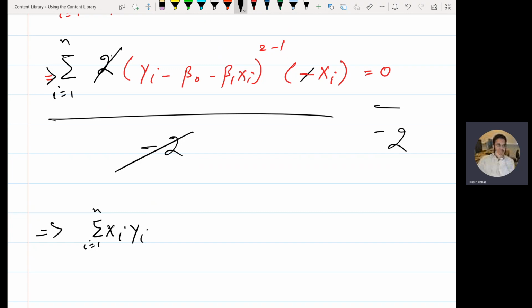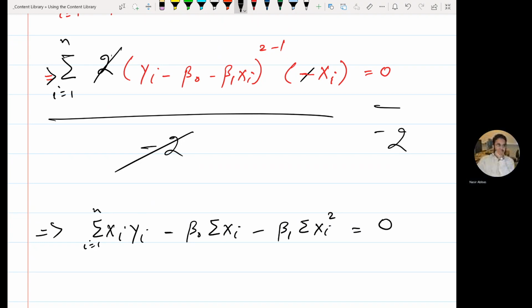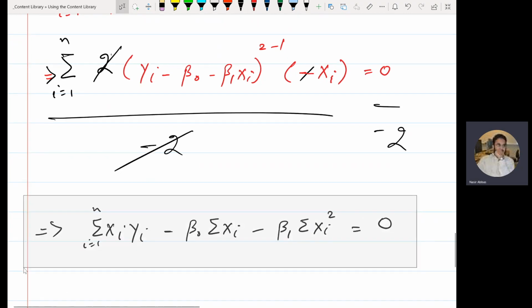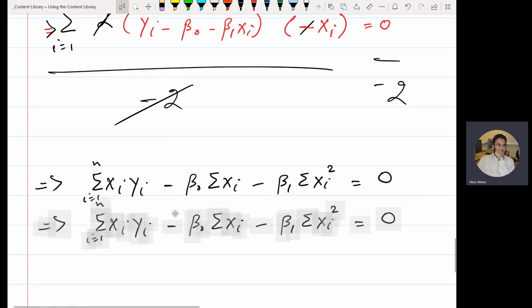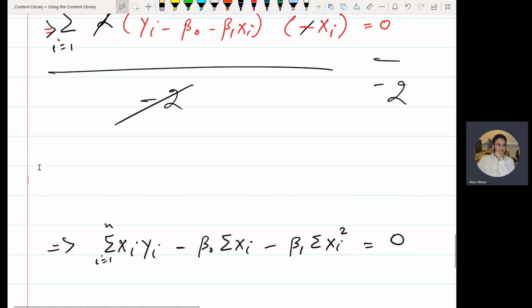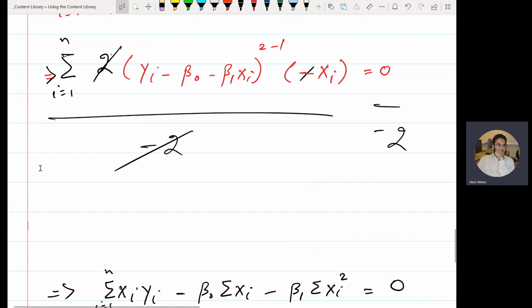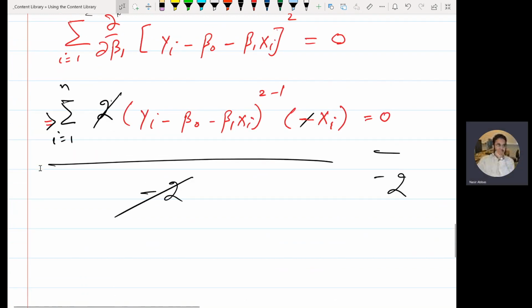Summation of xi times yi minus beta naught times summation of xi minus beta 1 times summation of xi square. This is equal to 0. Again, I will break this into 2 steps. First thing I'll do is apply the summation inside.